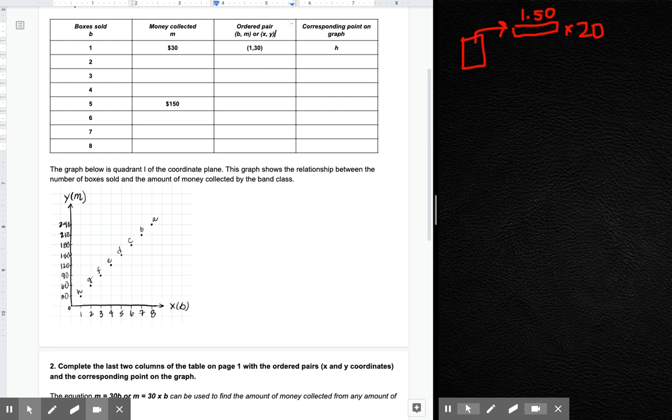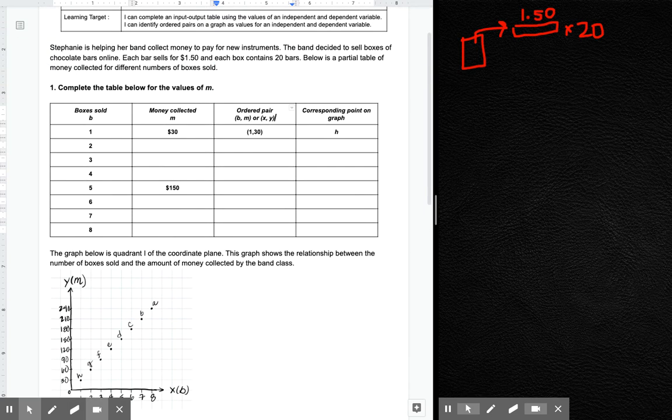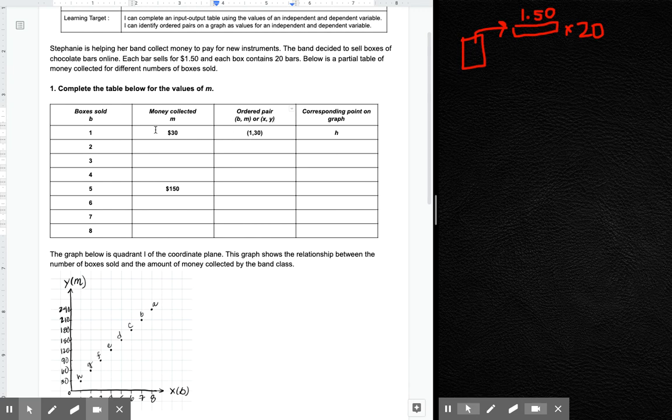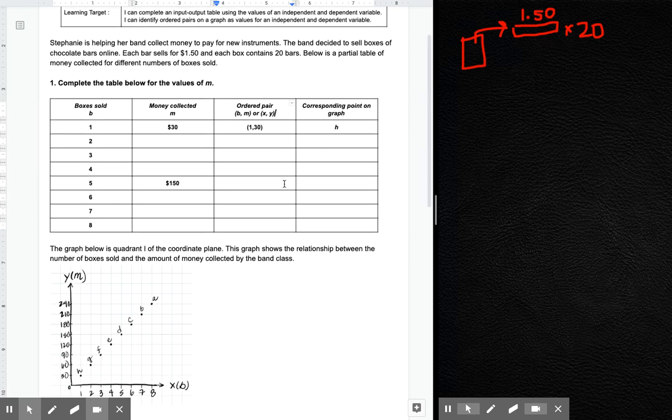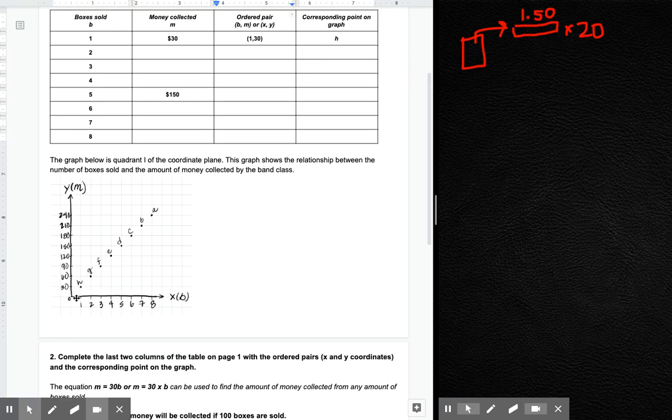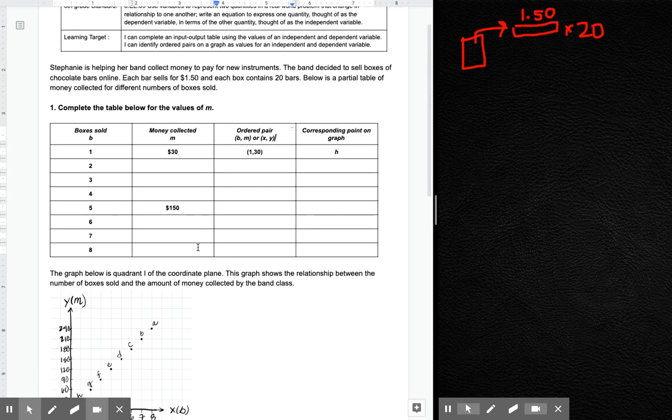That's the independent variable. So in other words, the amount of money that you make, which is on the y-axis, depends on how many boxes you sell. So the money is the dependent variable, which is on the y-axis, and the boxes you sell is the independent variable. So that's why it's on the x-axis. So there's your ordered pair based on the boxes sold and the money collected. And corresponding point on graph, that just means, well, where is that point on this graph right here? And you can see if you go over 1 and up to 30, point H is right here. Okay, so that's how to interpret this table.